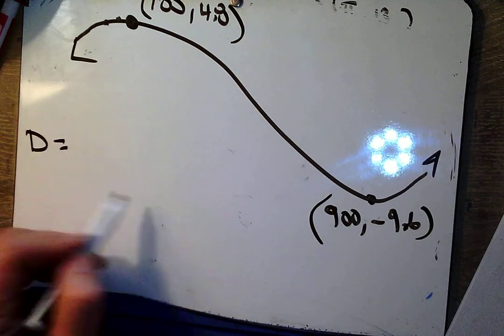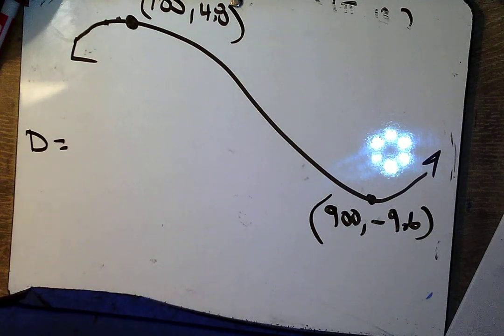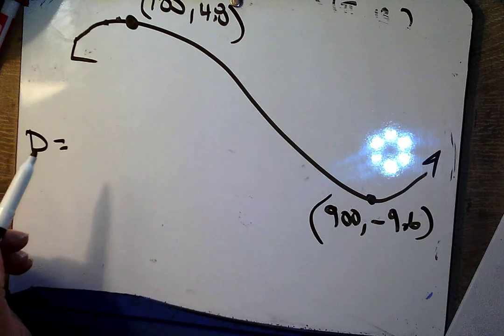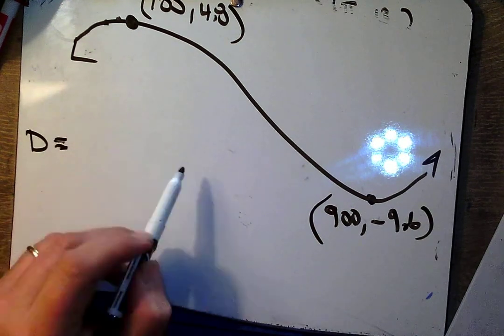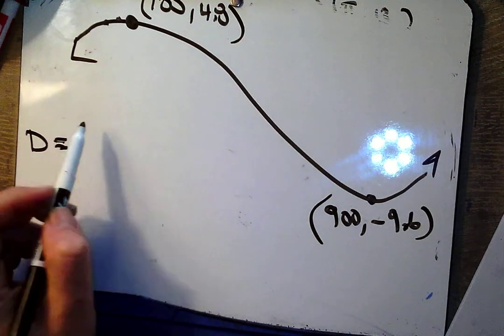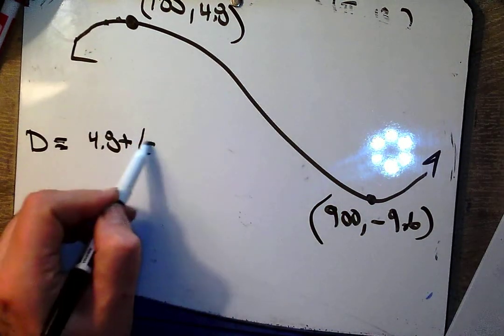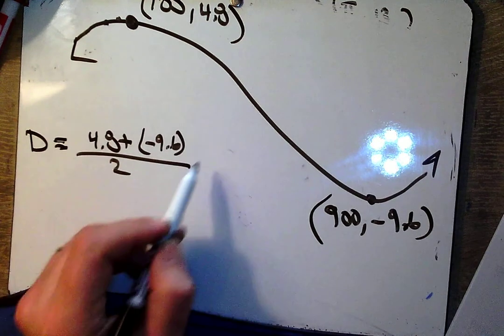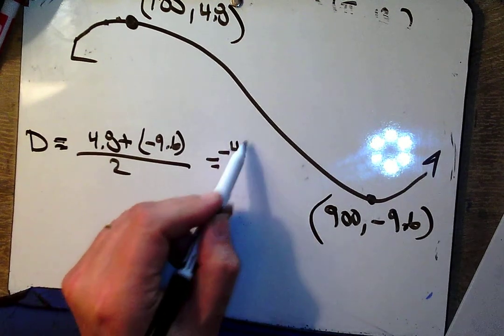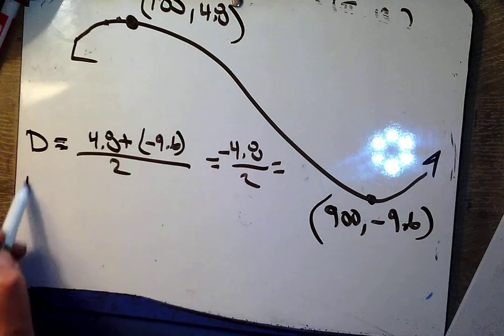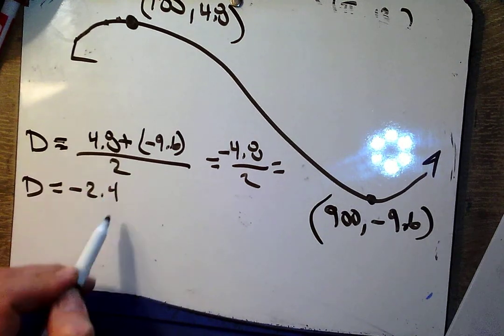D equals what? Well, if you're not sure yet, why don't you take a minute to go and see if you can figure out these four constants, A, B, C, and D, and let's see what happens when you come back. Hey, welcome back. D is the average of the high and low y values. 4.8 plus negative 9.6 divided by 2. That's going to be negative 4.8 divided by 2, or D equals negative 2.4.